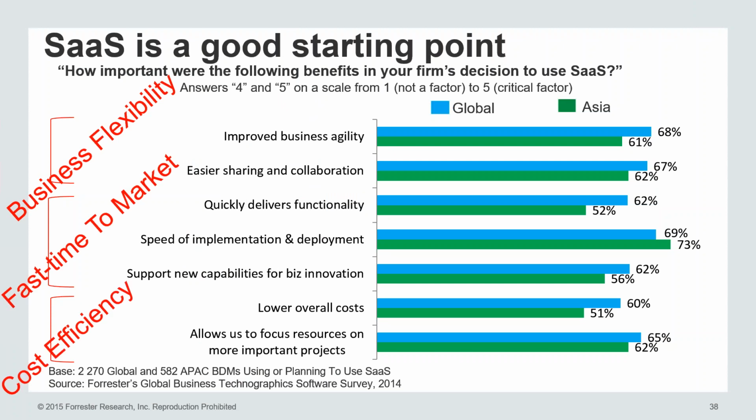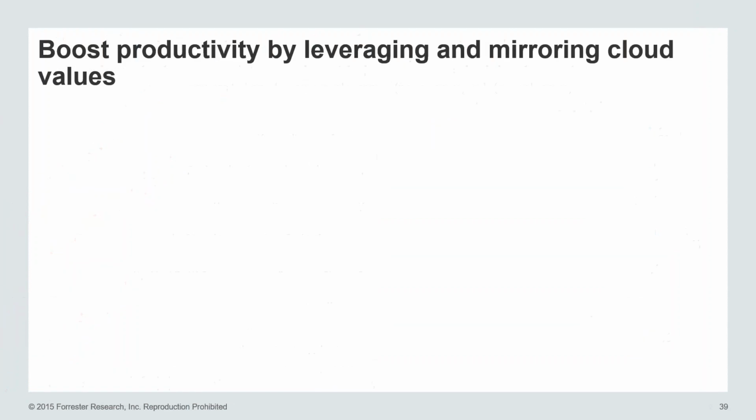Where organizations typically start with cloud is around software as a service, and they get these sorts of benefits. So this is responses globally and in Asia. Things like improved business agility, better sharing and collaboration, getting functionality to market faster, speed of deployment, new capabilities for innovation, and, nearly less importantly, down the bottom are the cost pieces. Some organizations save money in the cloud, some didn't, right? But they are just as happy with their cloud deployment, often because they're driving enhanced business capabilities. They're selling more. They're selling faster. They're finding new customers because of the things that they got when they moved to the cloud.